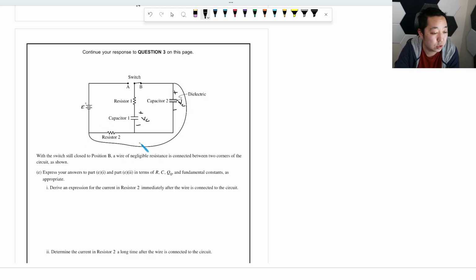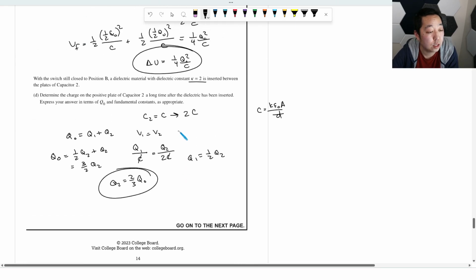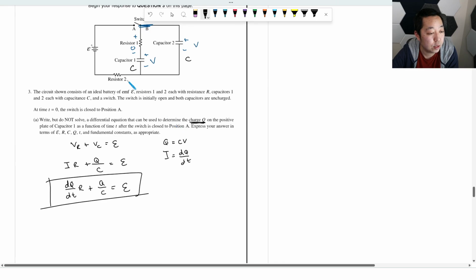So you shorted this thing out. Or, oh no, you didn't, you just connected here to here. You didn't short it here. You connected from here to here. Okay, derive an expression for the current in R2 immediately after the wire is connected. So there's no voltage drop across here. Wait, I'm so confused. Oh, I see. They put the resistor. Was there a resistor 2 to begin with? Did I mess that up?